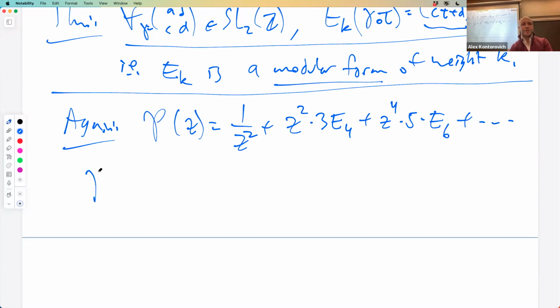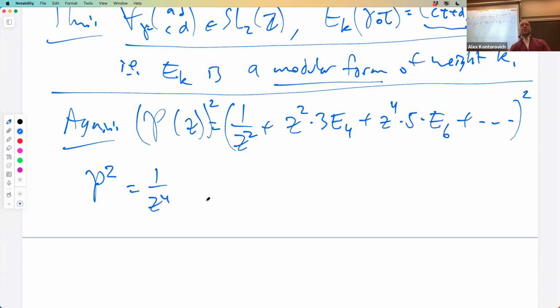Okay, so what about P squared? If I square this whole series, what do I get? Well, let's see. If I square the 1 over z squared term, I get a 1 over z to the fourth. Can I get a z to the -2 term? I'll only get even terms. P squared is also even. I have a z to the -4 term. Will I get a z to the -2 term? I don't see how to make that.